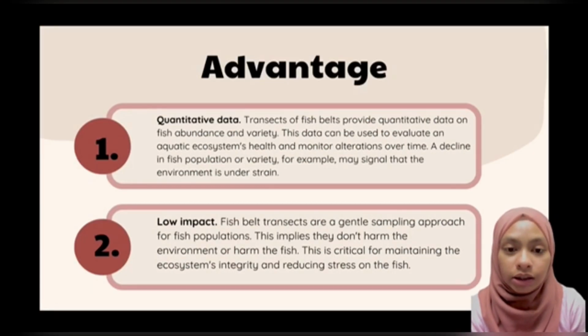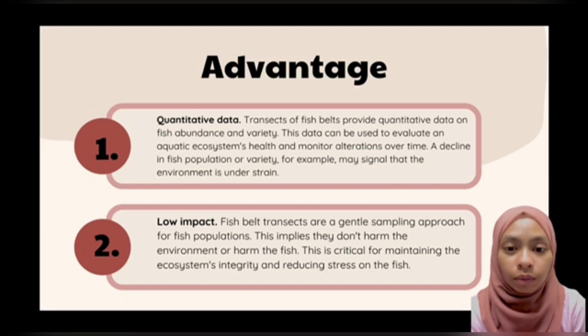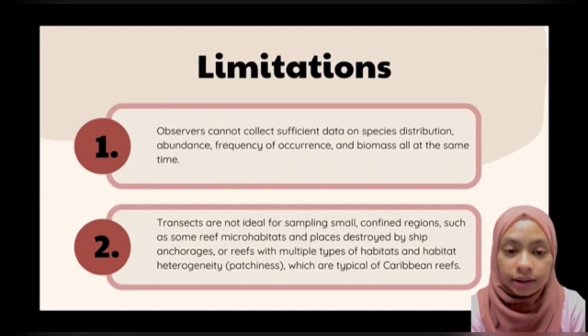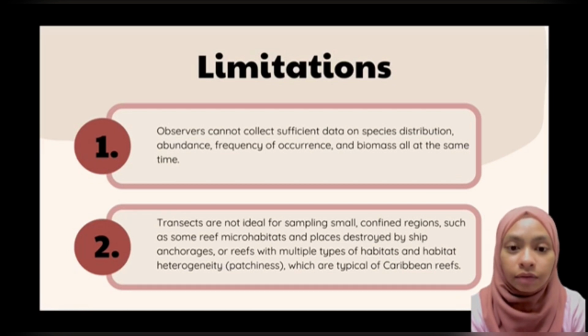There are a few advantages of fish belt transect. For example, quantitative data. Fish belt transect provides quantitative data on fish abundance and variety. This data can be used to evaluate aquatic ecosystem health and monitor alteration over time. Next, low impact. Fish belt transect is a gentle sampling approach for fish populations. This implies they don't harm the environment or the fish. In addition, this method also has a limitation that the observer cannot collect sufficient data on species distribution, abundance, frequency of occurrence, and biomass all at the same time.